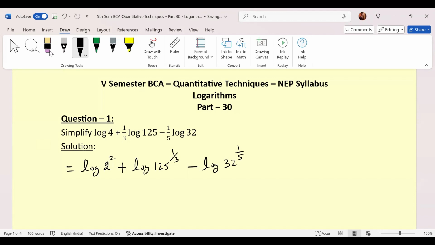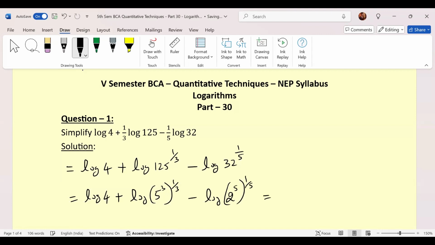So actually we need not do this. We can simply keep it as 4 only. So this is further simplified as log 4 plus logarithm of 125, which is nothing but 5 cube to the power of 1 by 3, minus logarithm of 32, which is nothing but 2 power 5 to the power of 1 by 5. Now this can be simplified as log 4 plus, this 3 and 1 by 3 get cancelled, you simply have log 5, minus, this 5 and 1 by 5 get cancelled. This is nothing but log 2.